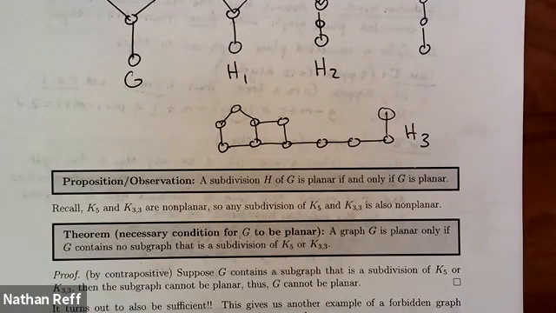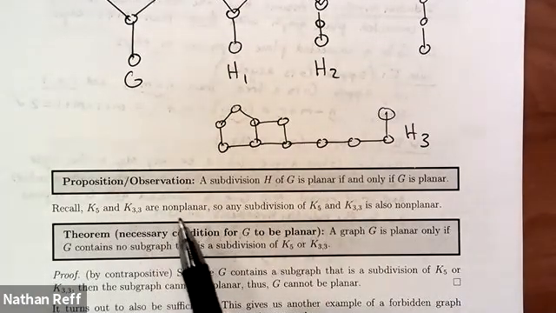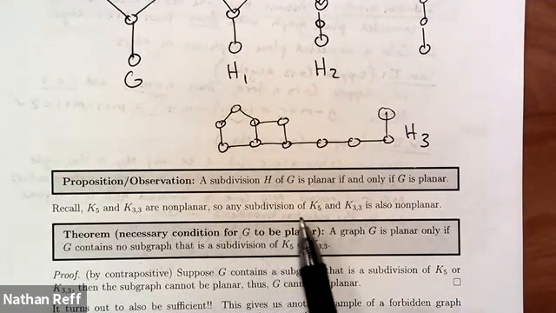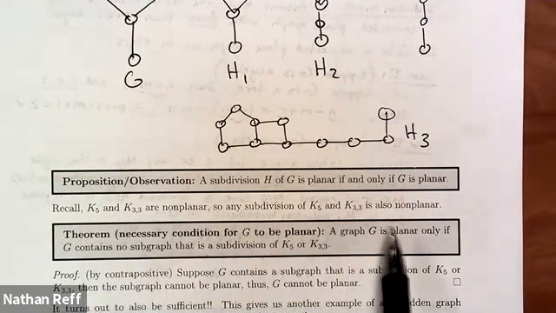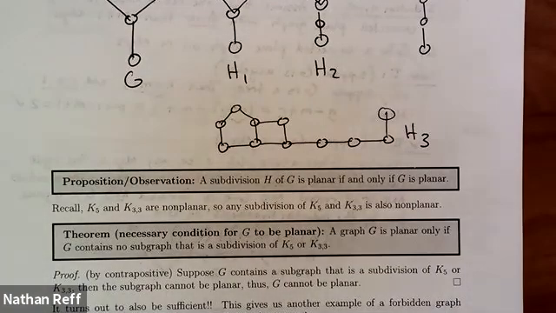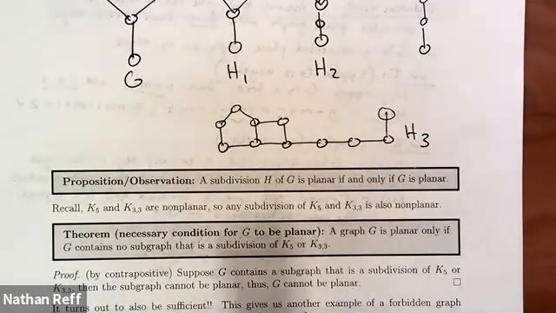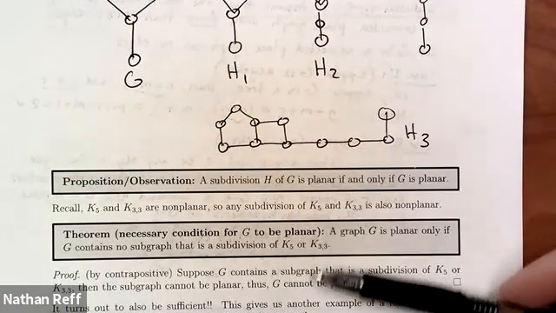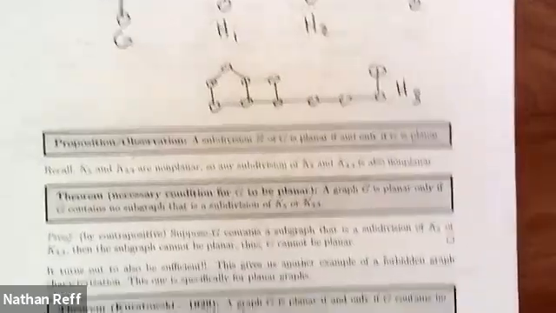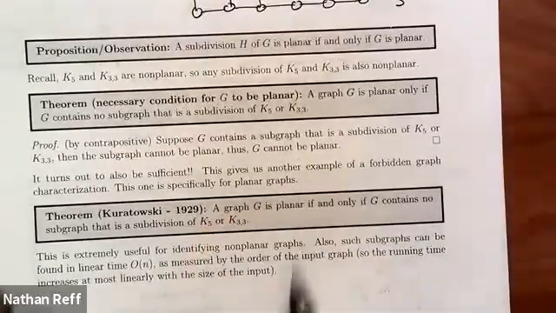Okay, so recall that these two are non-planar. What that means is any subdivision of those two would also be non-planar. So that's kind of nice. That gets us somewhere. Maybe we can build non-planar graphs using them. But what's actually interesting is this is not only a necessary condition, but it's actually sufficient as well, which is what Kuratowski proved.